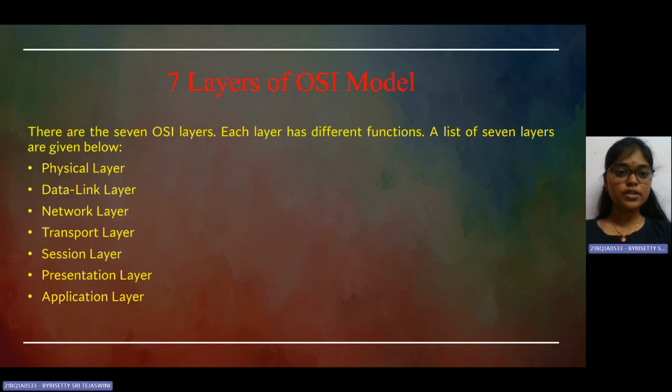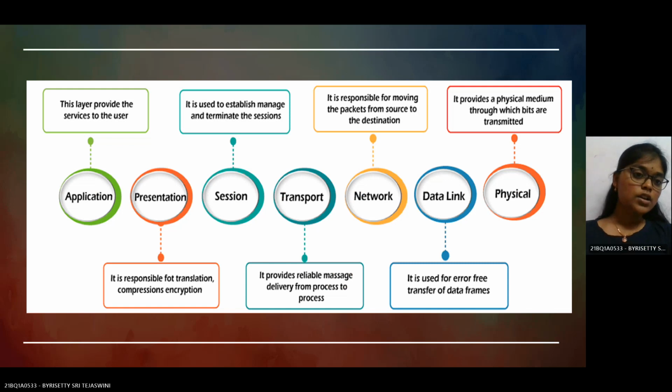So first let us see the 7 layers of the OSI model. What are the 7 layers of the OSI model? The first layer is the physical layer, second is the data link layer, next the network layer, transport layer, session layer, presentation layer, and application layer. Each layer has its own function to do its work. So let us see it in a diagrammatic way. So the layers are physical, data link, network, transport, session, presentation, application.